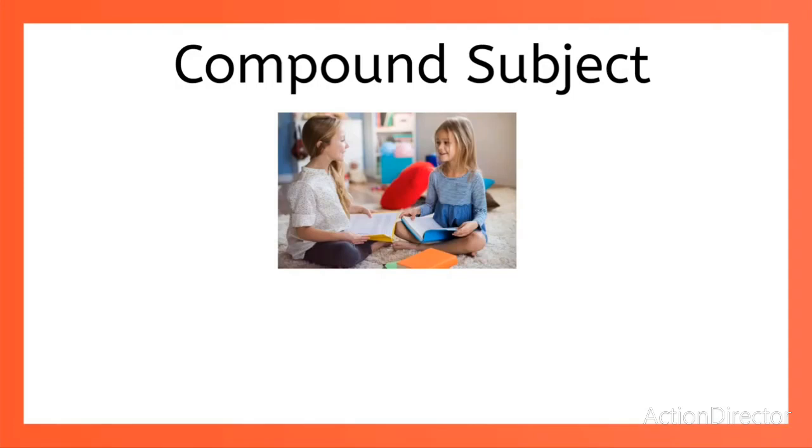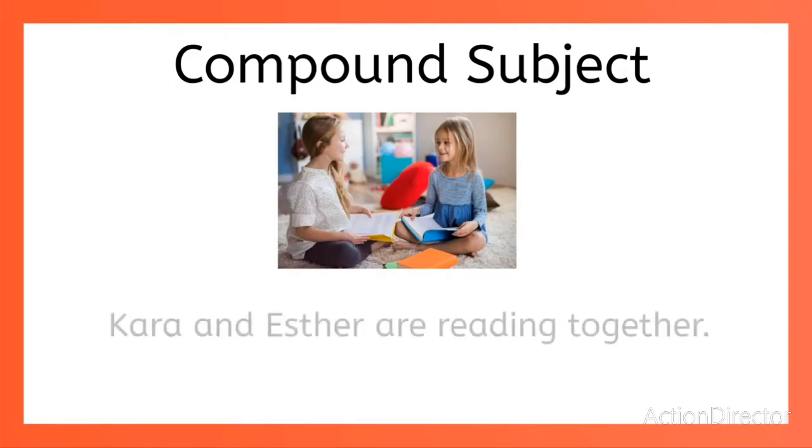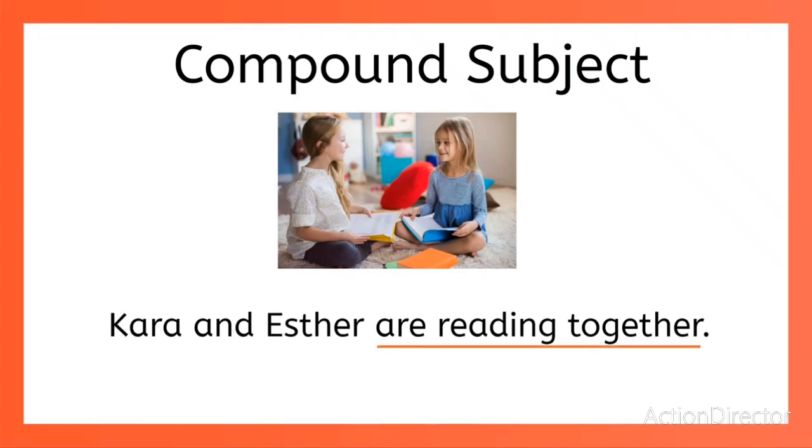Let's find the compound subject in this sentence. Kara and Esther are reading together. Well, I know that are reading together is the predicate. It contains the verbs are and reading, so that makes Kara and Esther the subject. And it's a compound subject because the sentence is about two people and their names are joined with the coordinating conjunction and.